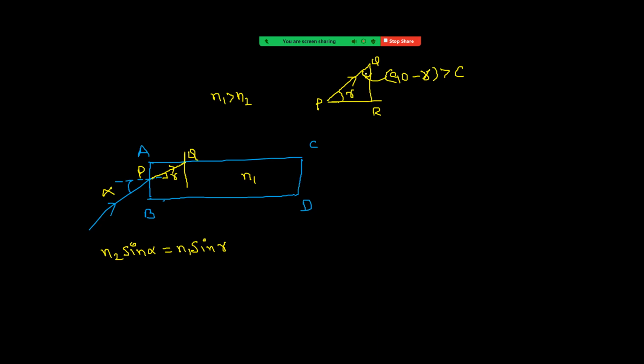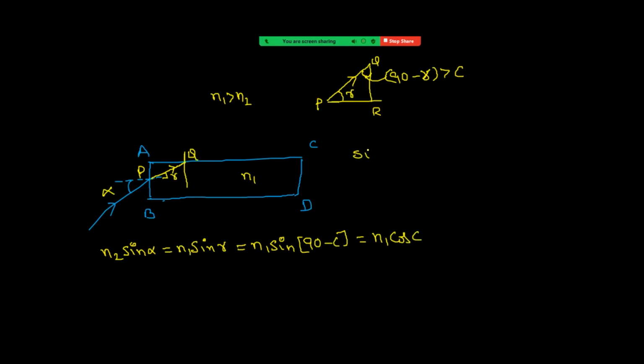So minimum angle at Q, if it is greater than C, then any light ray will undergo complete reflection. That means 90 minus R should be greater than C. A limiting case, it is equal to C. Right. Now substitute that here. This is equal to N1 sine, in the place of R, it is 90 minus C. That is now N1 cos C, right?